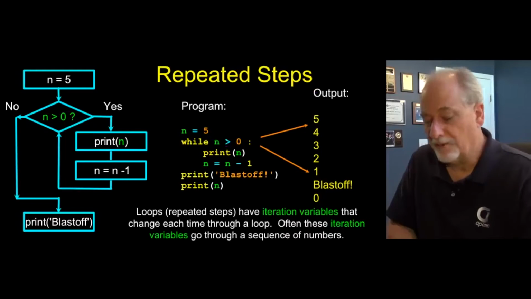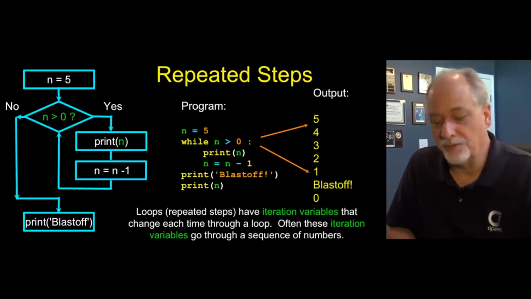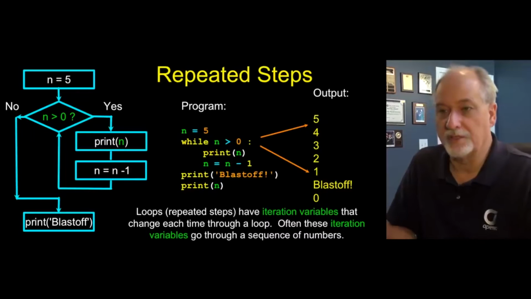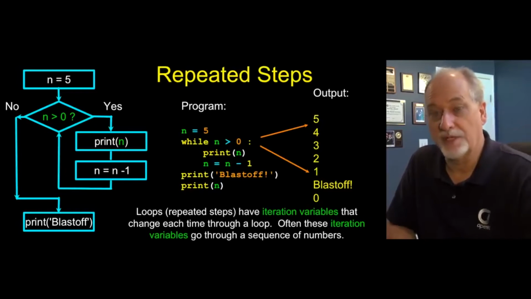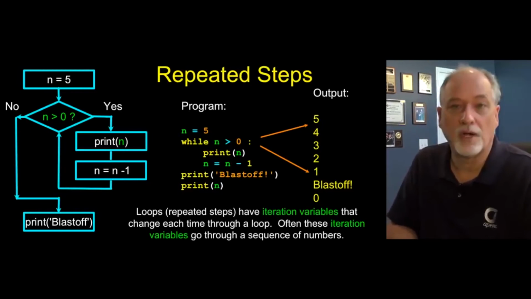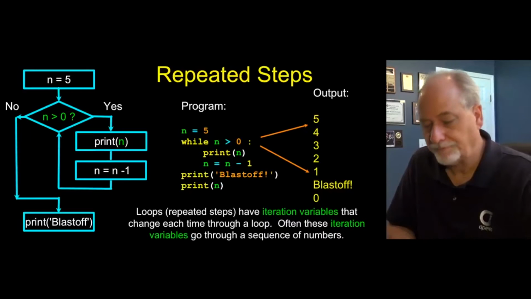And so this variable that we construct to control the loop is called the iteration variable, because it tells how many times this loop is going to run over and over, or otherwise known as iterate.